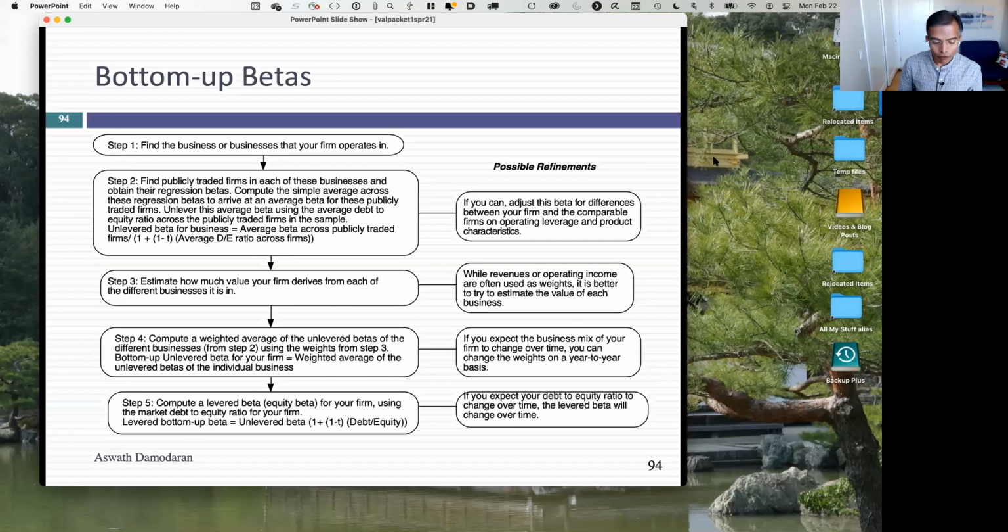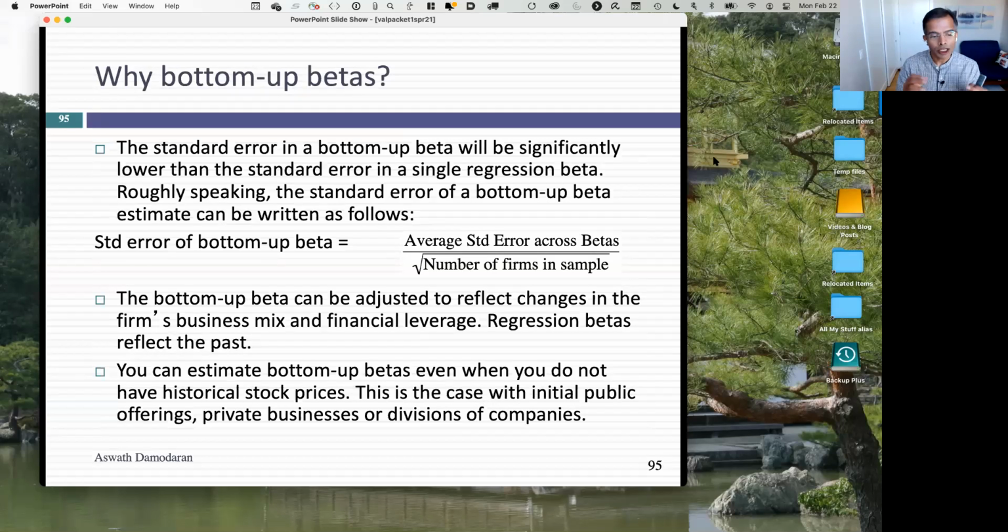And what you have going for you is a very simple statistical backing, which is that the average of 50 regression betas is going to be far more precise than any single regression beta. So even in a single business, an average of 20 regression betas is going to be better than using one regression beta. So guess what I'm going to use if I had to value GameStop?